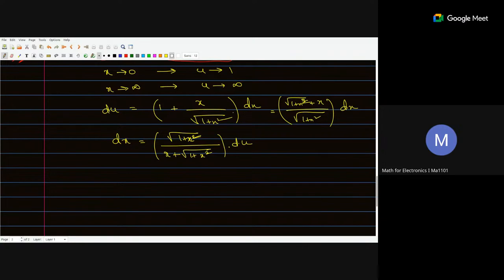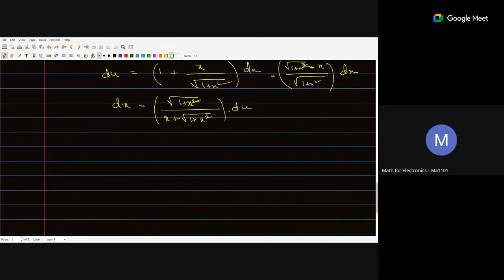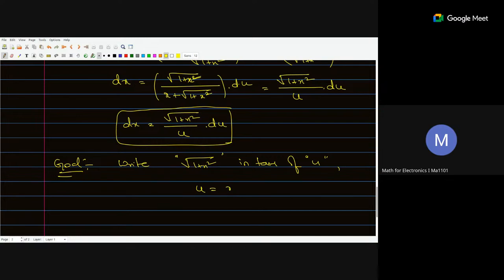Okay, now if you see the denominator which we got on the right hand side is exactly u, and root 1 plus x square is again u minus x. Again there is a bit of calculation coming, so we have to write x in terms of u. This becomes square root 1 plus x square divided by u du. What we got is dx equals square root 1 plus x square du over u. Still there is square root 1 plus x square, which we have to write in terms of u. Now our goal is to write root 1 plus x square in terms of u, where u is x plus root 1 plus x square.